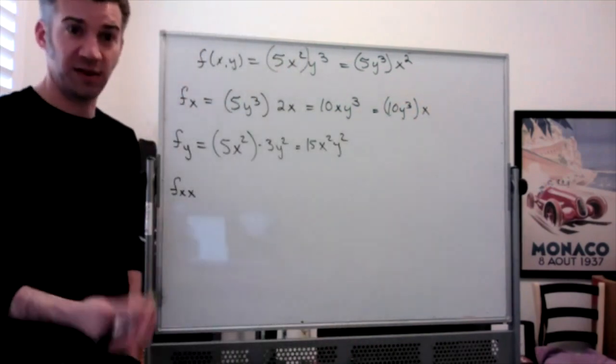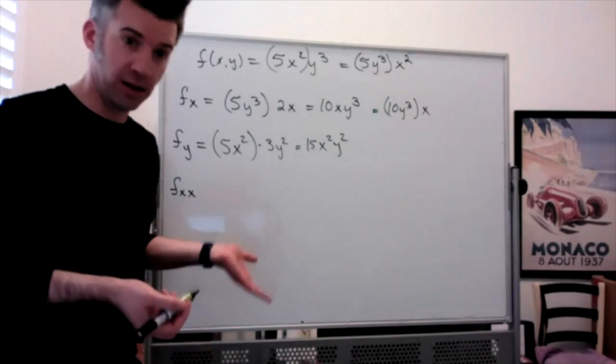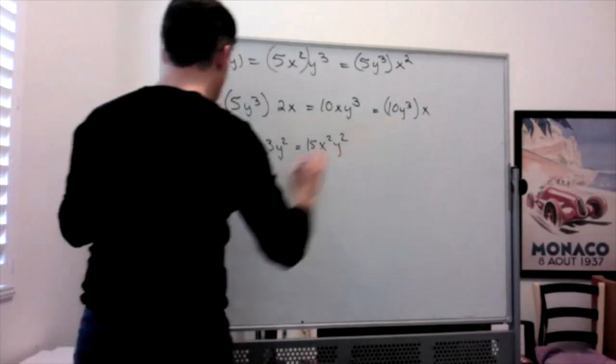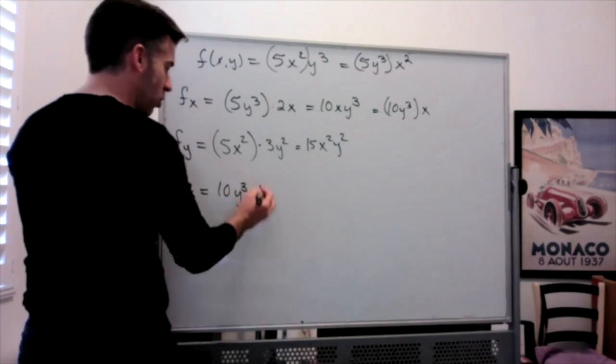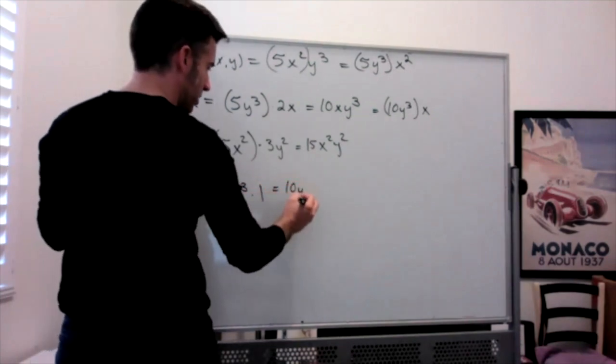And if I'm differentiating with respect to x, y is a constant. So this constant multiple hangs out, and the derivative of x is 1. So that would be 10y cubed.